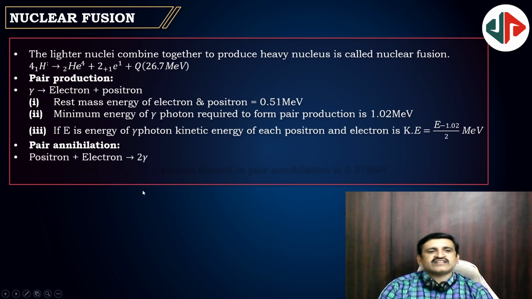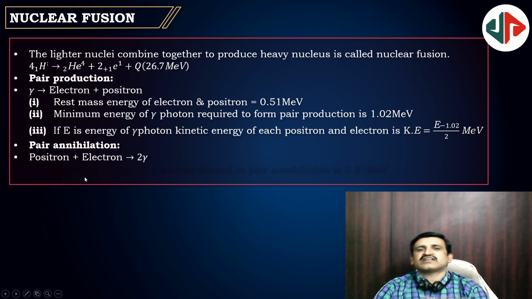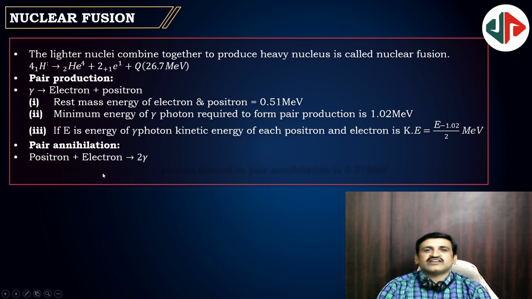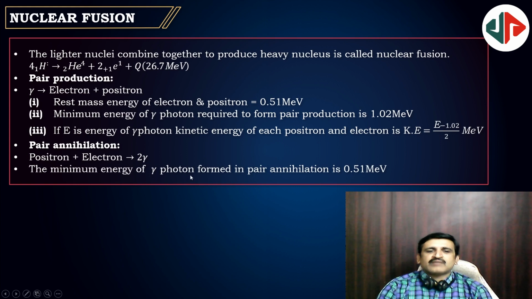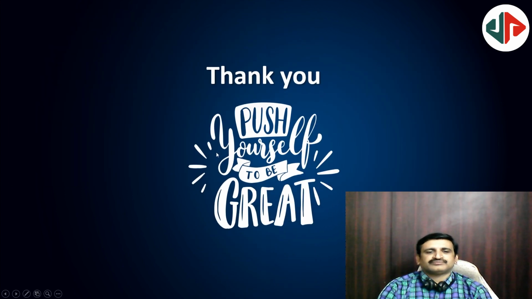And pair annihilation: whenever a positron collides with an electron, they destroy themselves and energy is created. That means mass is converted into energy, so the mass-energy equivalence concept is here also. The minimum energy of a gamma photon formed in pair annihilation is 0.51 MeV.